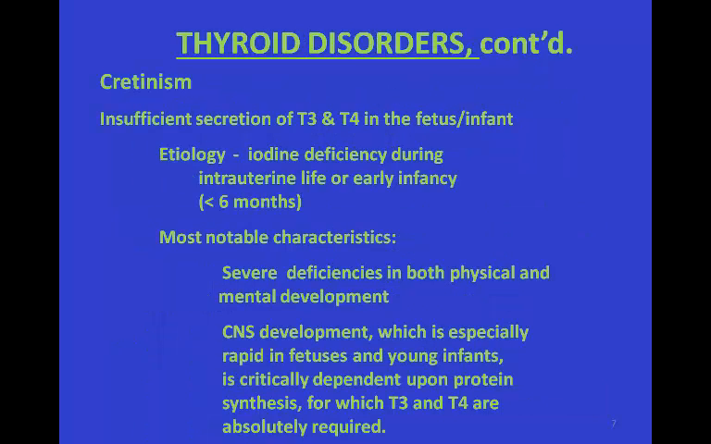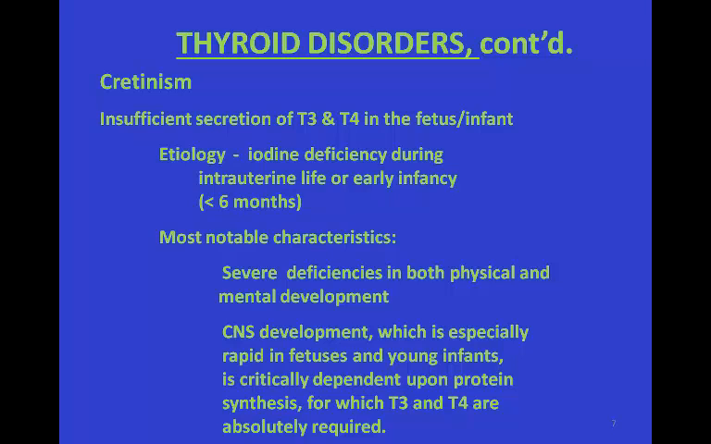Another condition involving the thyroid gland occurs in the fetus and in little infants less than 6 months of age. It's due to insufficient secretion of T3 and T4 in that little individual. And the reason they don't secrete enough T3 and T4 is due to iodine deficiency, either in intrauterine life before birth or shortly after birth. The big problem with cretinism, it's not just hypothyroidism. It's not like you can do anything about it.